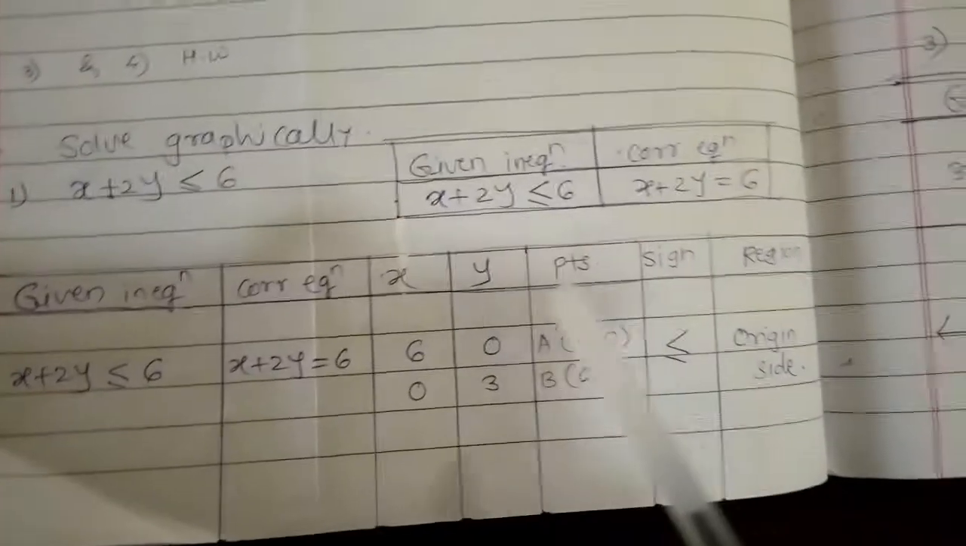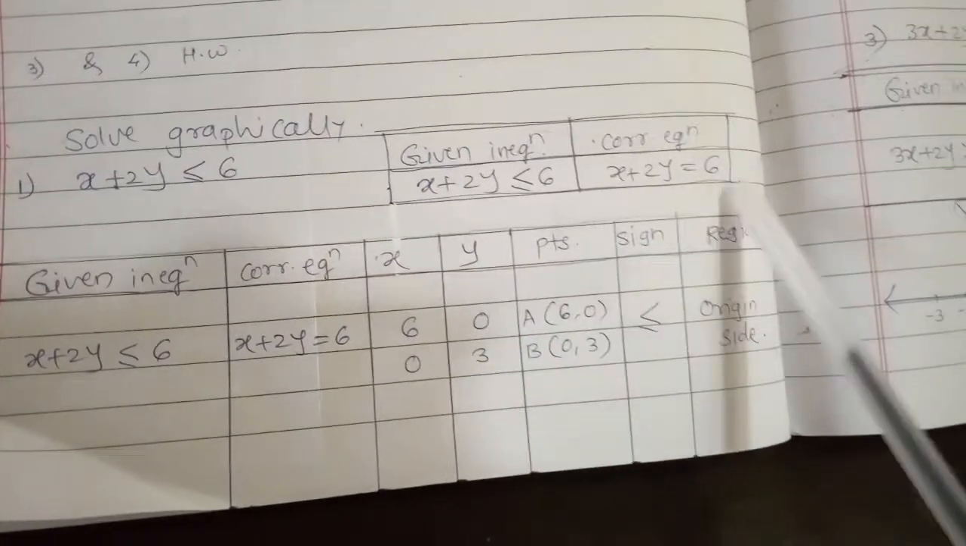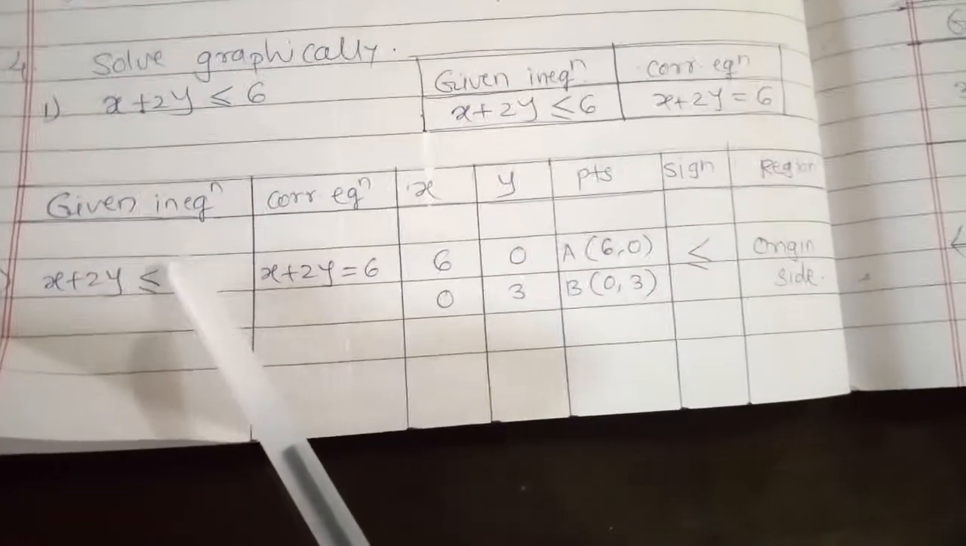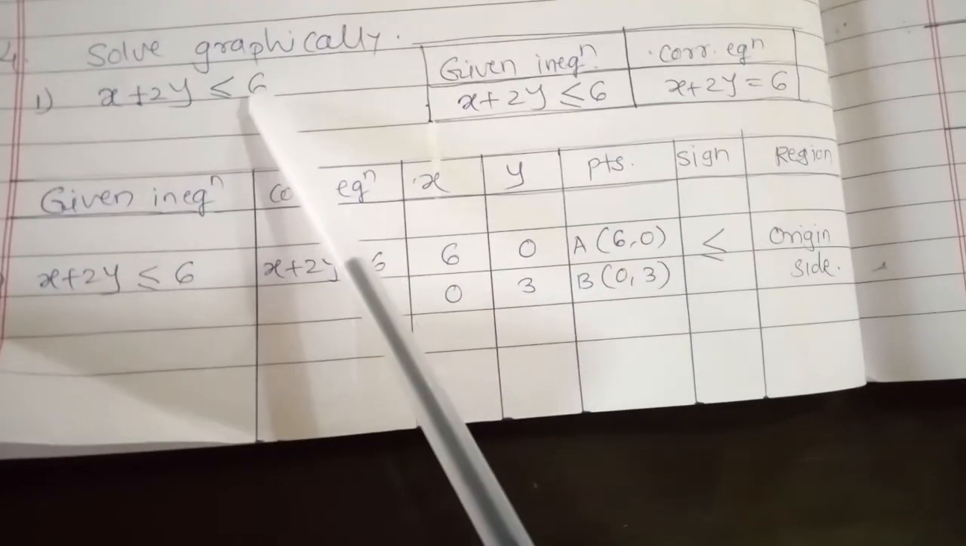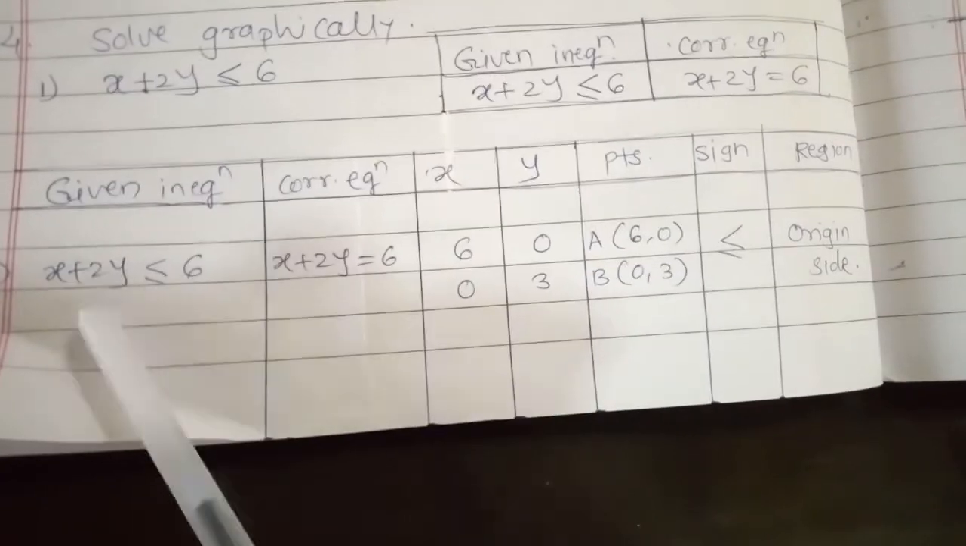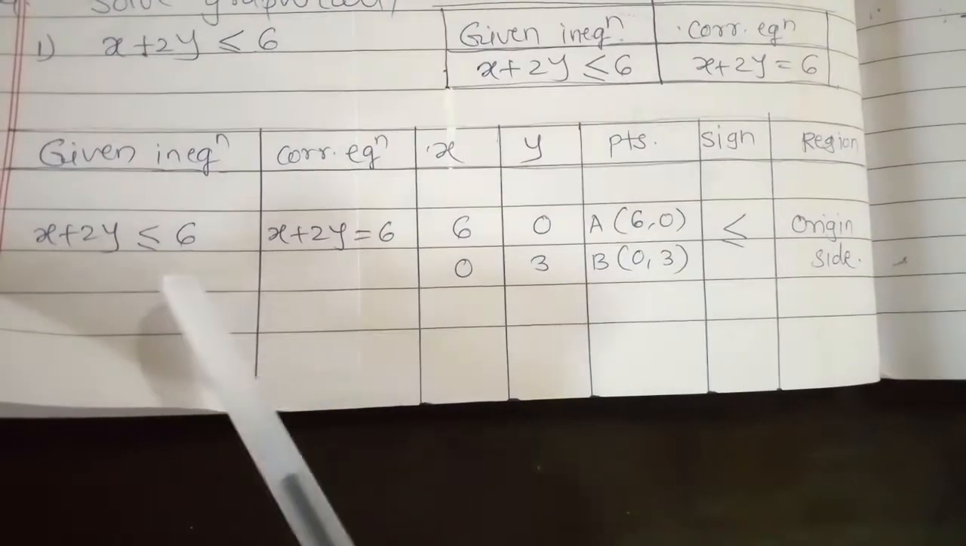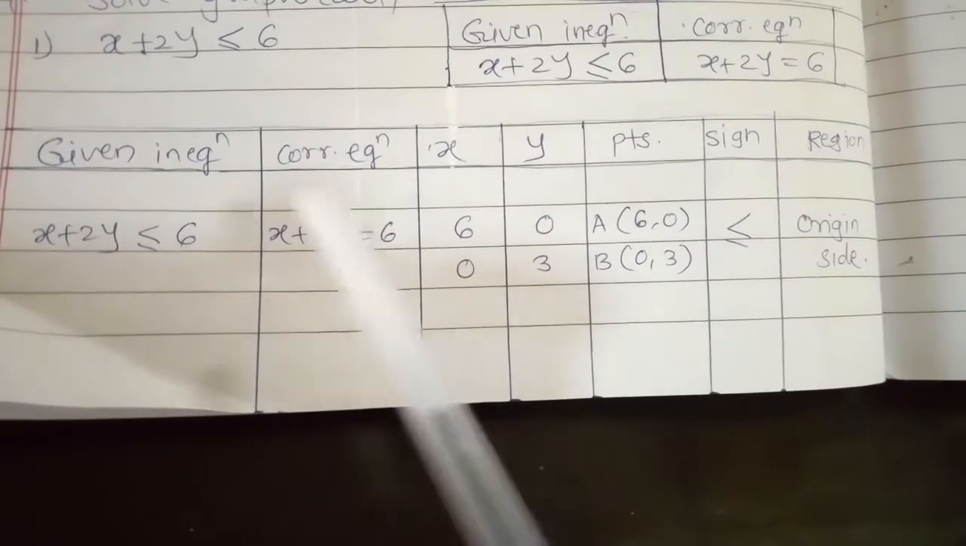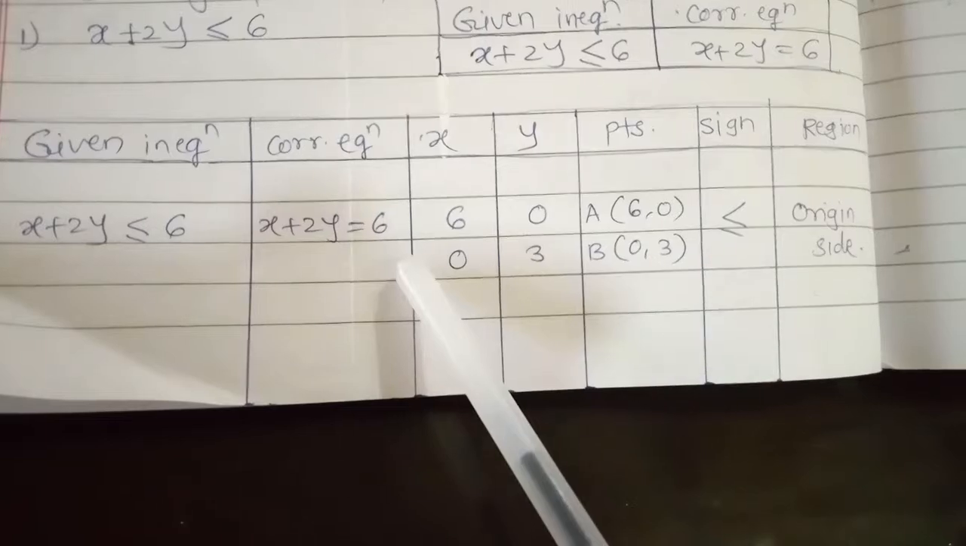So see here, first we have to draw this table. This is not necessary actually, so you can draw only one table. In the first column you have to write down the given inequation. So your given example you have to write down like this one. Next one, the corresponding equation. We just have to remove this inequality sign and write the equal to sign, that is x plus 2y equals to 6.